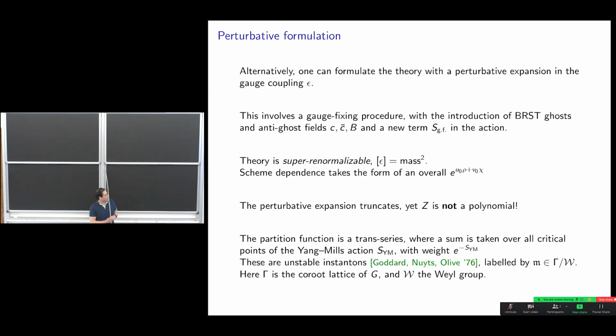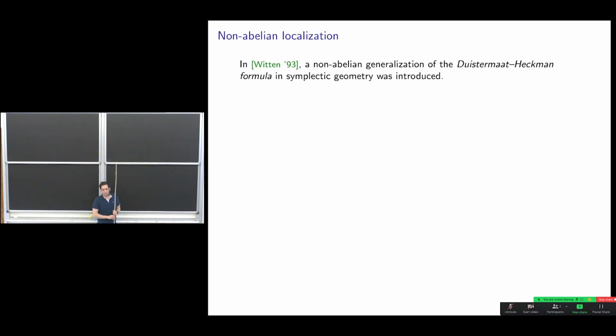Okay, but this is already a different way of formulating the theory. Instead of summing over representations, we have a trans-series. So a series where you sum over instanton sectors, and each instanton sector carries a perturbative expansion in the gauge coupling. And the third formulation has to do with non-abelian localization. This is something that was introduced by Witten in this paper in the early 90s, and it's a generalization of the Duistermaat-Heckman formula that was introduced in the context of symplectic geometry.